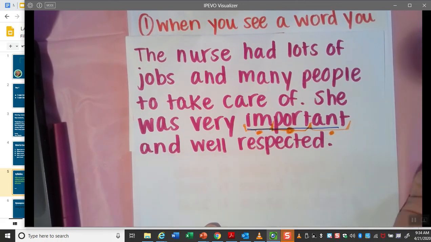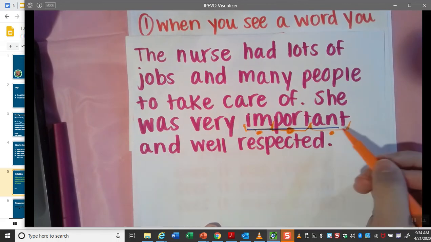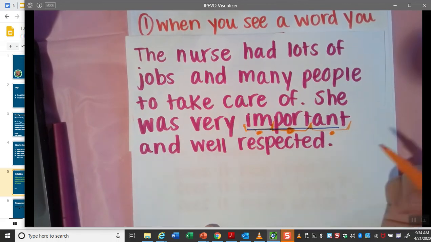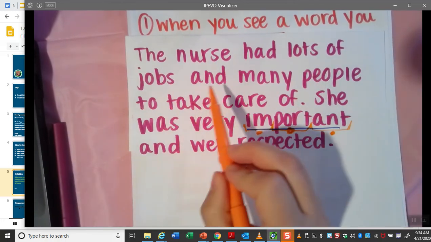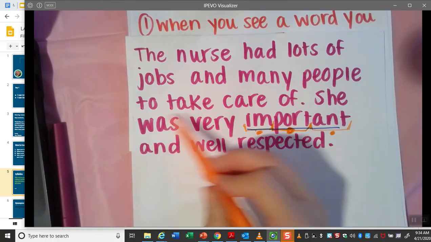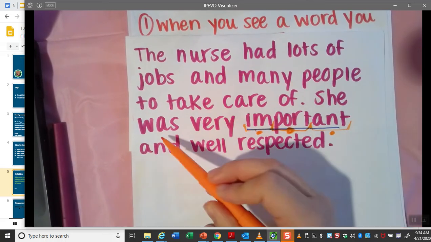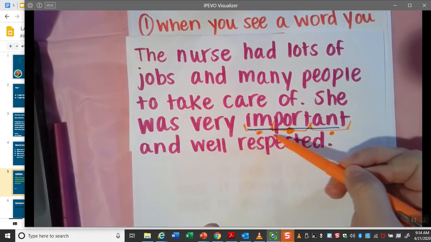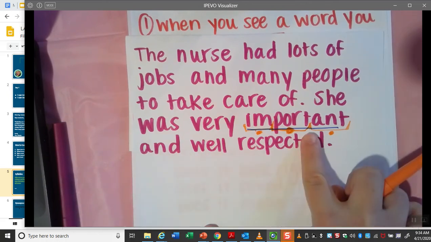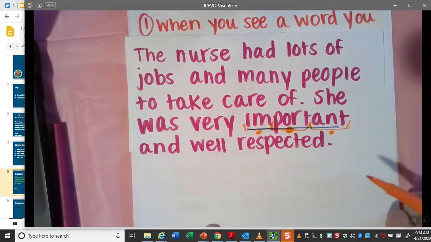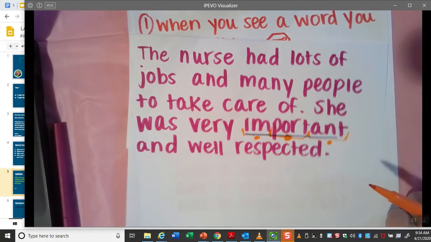All right, so that sounds right, and it looks right. Let me see if it makes sense now. The nurse had lots of jobs and many people to take care of. She was very important and well respected. That makes sense too.